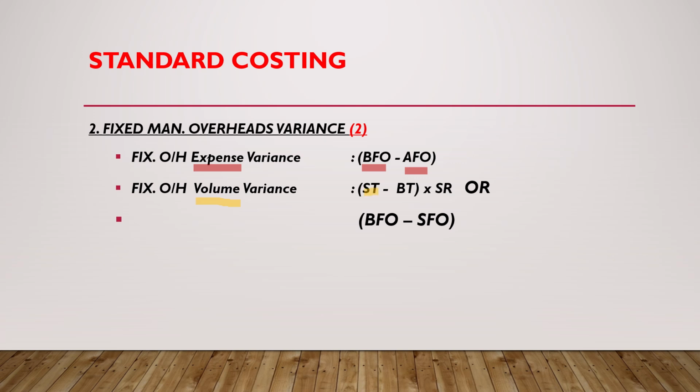Standard time minus budgeted time times standard rate, or else you can use budgeted fixed overhead, or "before," minus standard fixed overhead, "4." Before minus 4. Okay, let's go to the calculations and see how it goes.